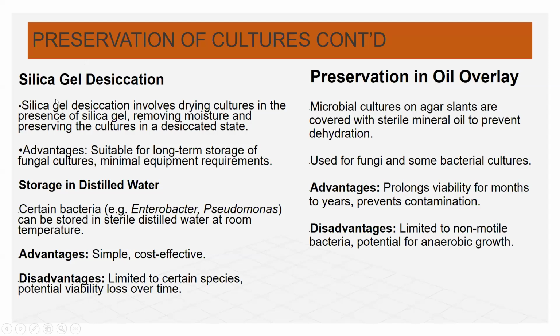Other methods of preservation of cultures include silica gel desiccation. Silica gel desiccation involves drying cultures in the presence of silica gel, which removes the moisture and thereby preserves the cultures in a desiccated state. They are alive, but they are like cysts. They look as if they are not alive, but they are alive because they are in gel form.